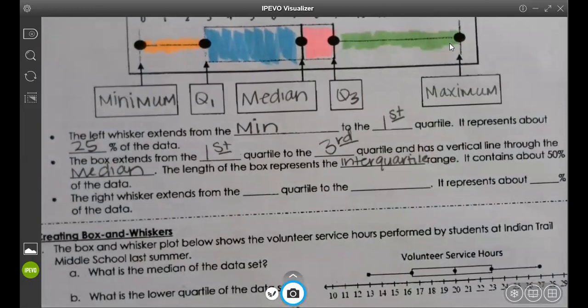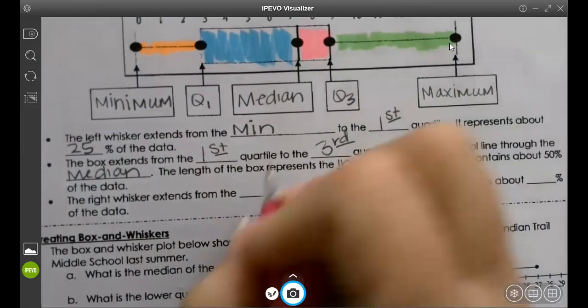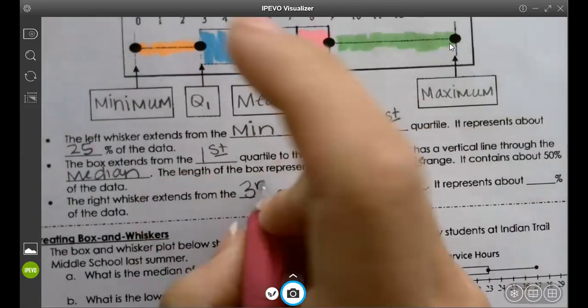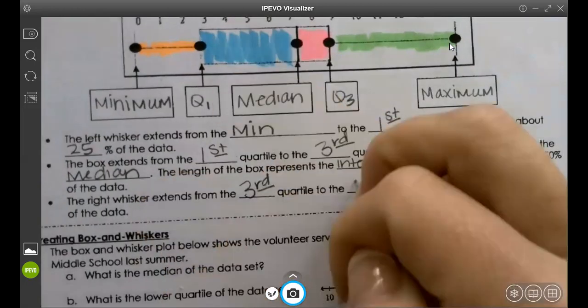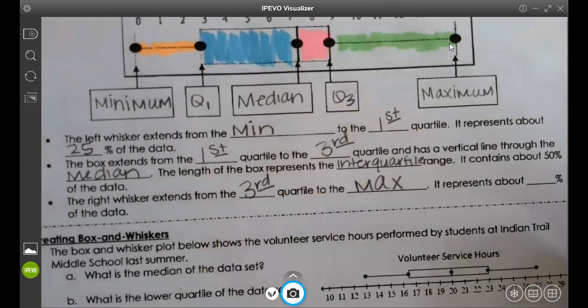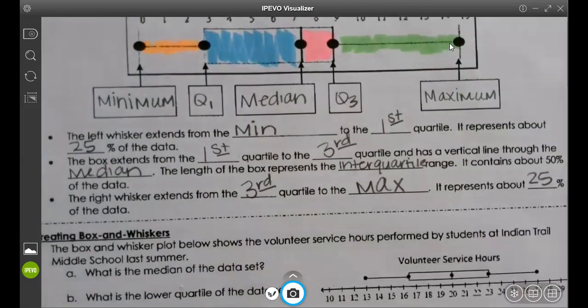The right whisker, the green one up there, extends from the third quartile to the max. And again, one color is 25% of the data. So you do have box and whiskers on your final exam. Box and whiskers are so easy. So easy, okay? They'll ask you questions about them, and here's the kind of questions that they'll ask.